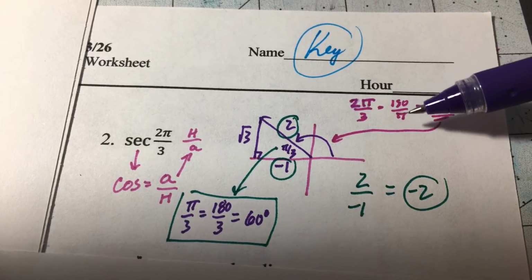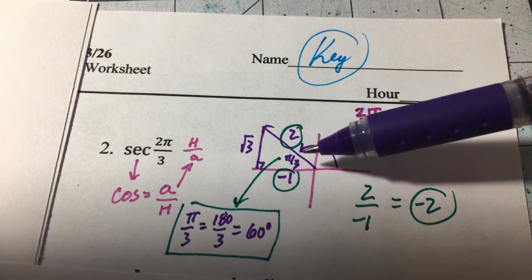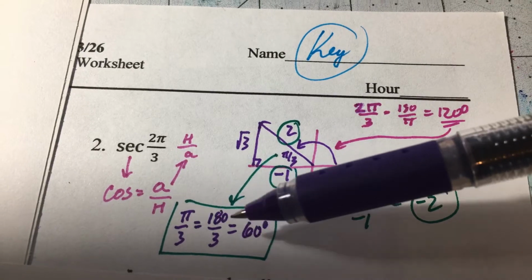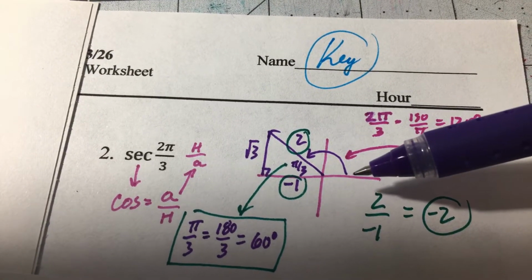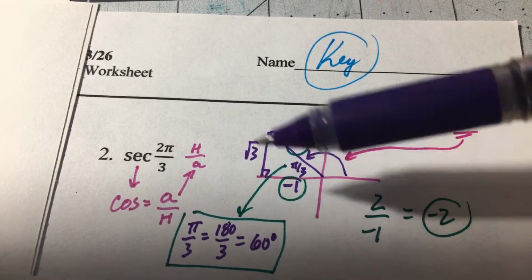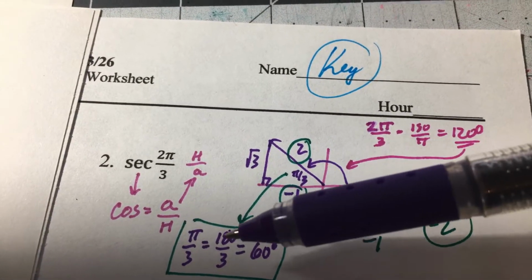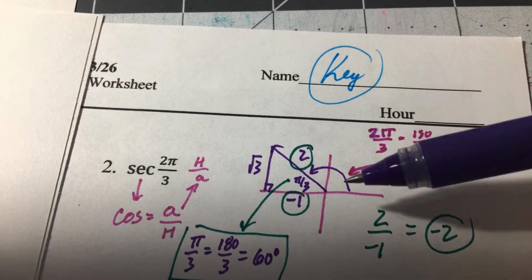2 pi over 3 times 180 over pi and you get 120 degrees. So that means we're dealing with a 120 degree angle, which is a 60 degree reference angle. Okay, if you're good with radians, you know that all the way over is 1 pi. So 2 pi over 3 would be 1 pi over 3 short of that, and you can get your 60 degrees that way. So you might want to just change to degrees first.